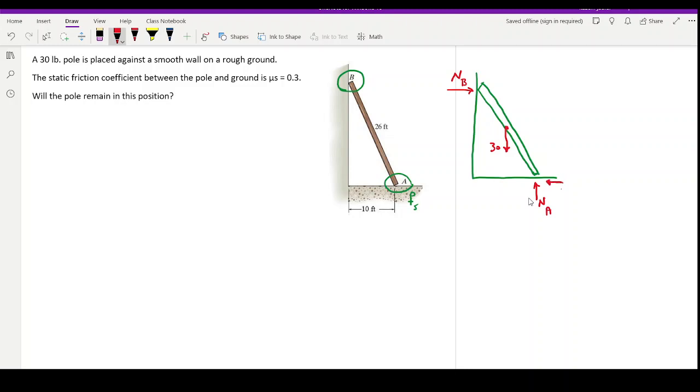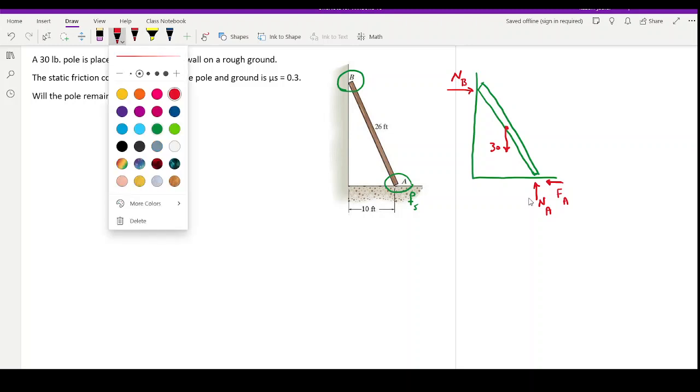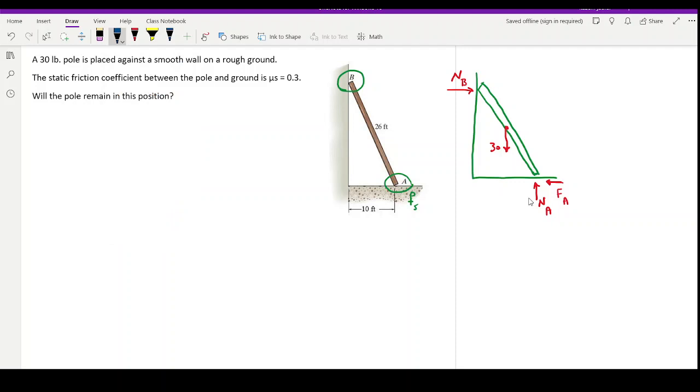F. I use FA to show it, and later, like I say, first I will calculate this FA using equations of equilibrium, then I will calculate the same F using friction, and I will compare them with each other to see whether they are equal or not, and whether it's enough to hold it in position or it will slip.